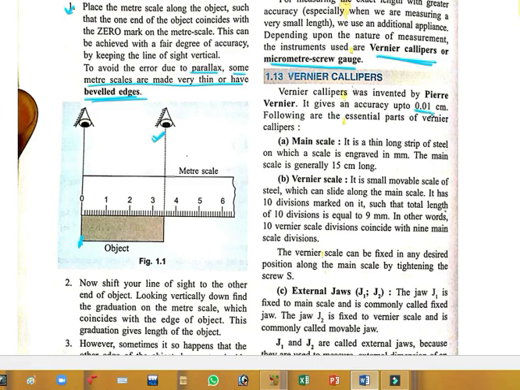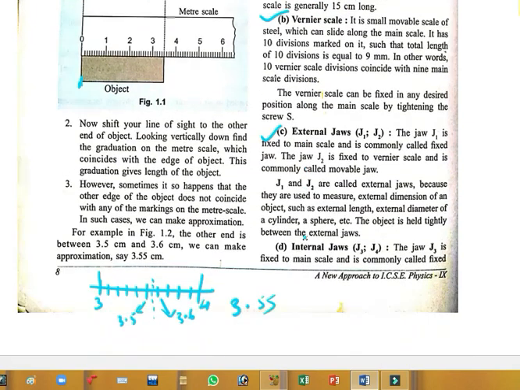It gives an accuracy up to 0.1 centimeter, and following are the essential parts of the vernier calipers. It has the main scale, vernier scale, external jaws. Okay, so let us learn this. The main scale is a thin long strip of steel on which a scale is engraved in millimeter, and the main scale is generally 15 centimeter long.